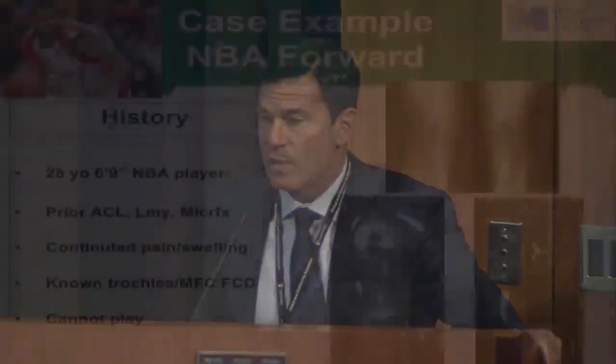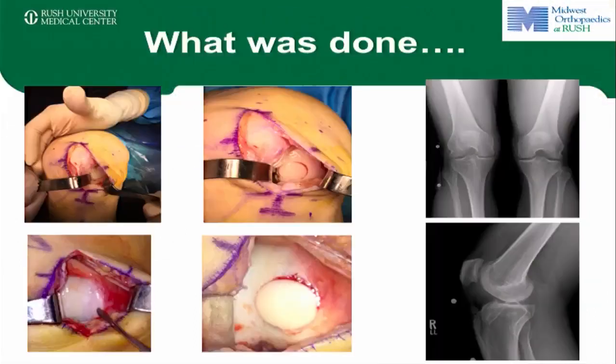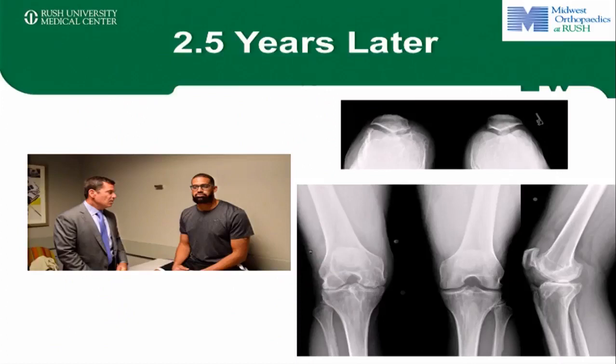Very high-level individual, had already had treatment, including marrow stimulation for 2 different areas of cartilage loss, and simply cannot play. And this one, as a revision, underwent both a trochlear and a femoral condyle lesion with an osteochondral allograft, and he actually was able to get back and played for another 2 years at an NBA level. But these are rare situations.